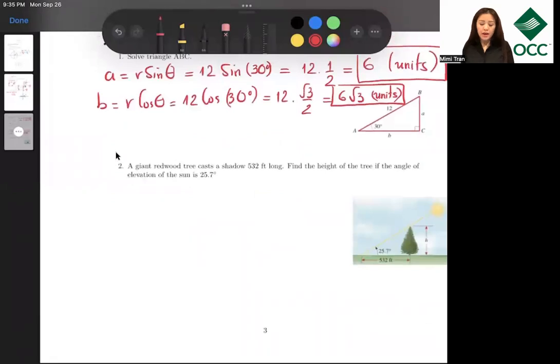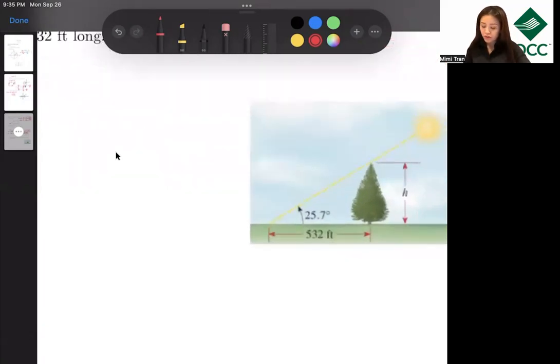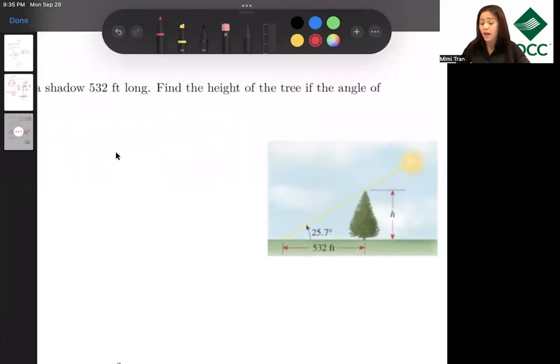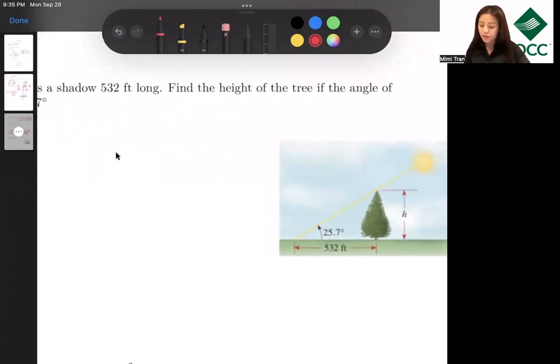Okay, number 2. This is a story problem. This is the last one of our session. A giant redwood tree casts a shadow 532 feet long. Find the height of the tree if the angle of elevation of the sun is 25.7 degrees. So let me zoom in on the picture here. They're looking for the height, so they're looking for y. I know that the adjacent is 532 feet. My theta is 25.7.